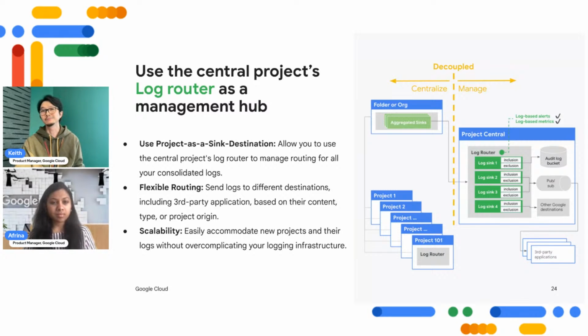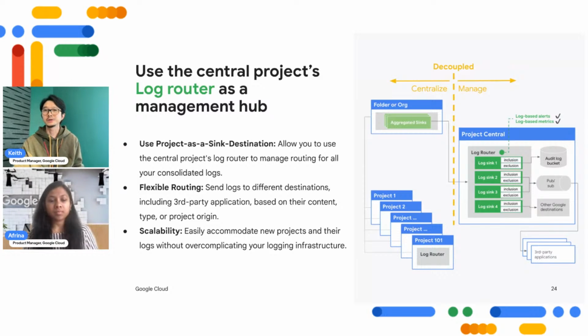Now, obviously, I'm simplifying a lot here. A big complex setup may have multiple central projects, maybe for access control reasons or different layers of folder and project structure. And that's totally fine. Remember, our Log Router is built for those trickier scenarios with a lot of flexible options. So now this is the core of how you can turn the central project into a log management hub.